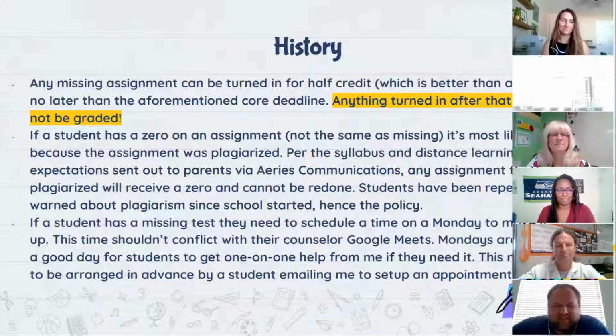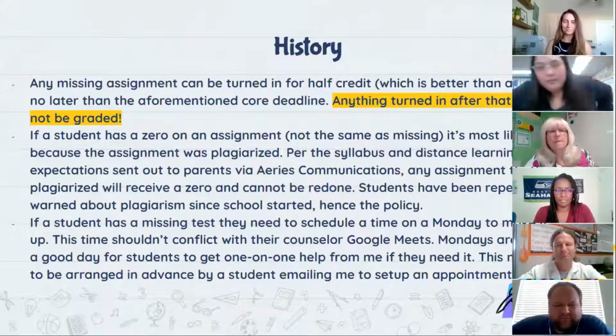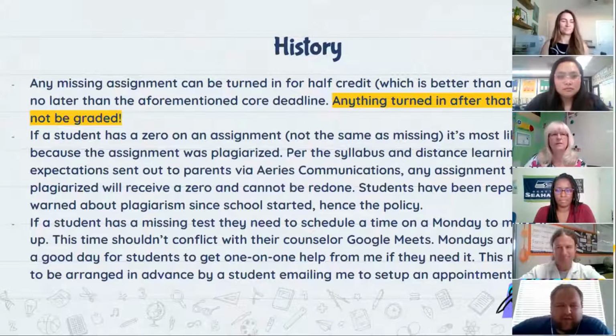And now we'll begin discussing our particular classes here. So I'll start with some history requirements and issues that may arise with grades. The first thing is any missing assignment can be turned in for half credit before that aforementioned deadline of October 28th. Anything after that will not be graded. This is to give us time to put in grades before they're due, to submit final grades.